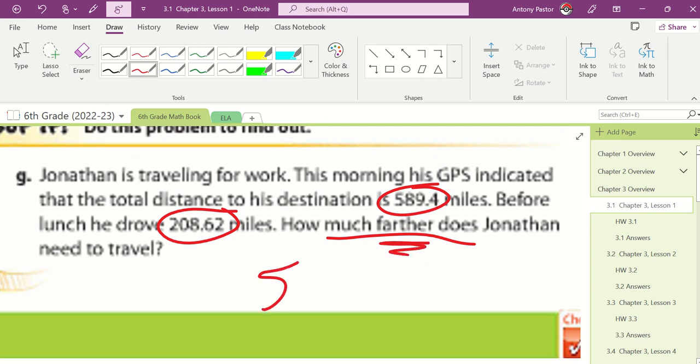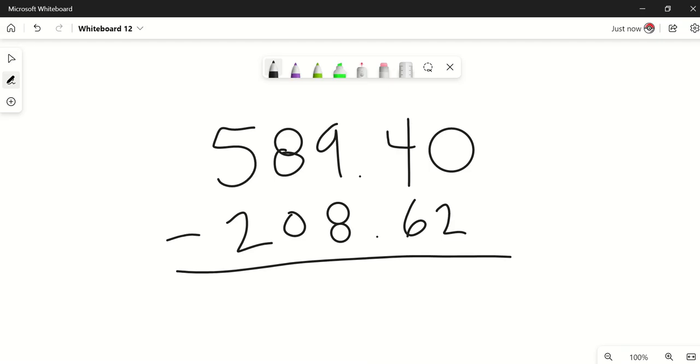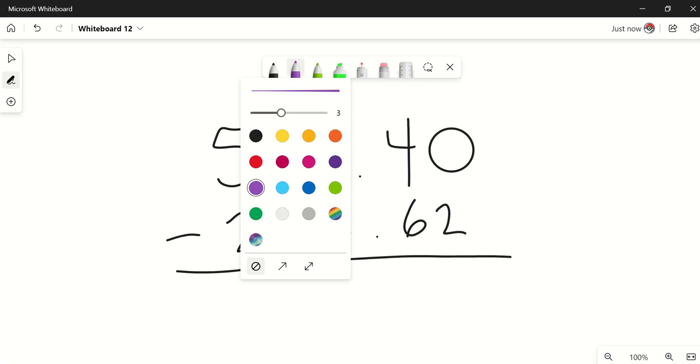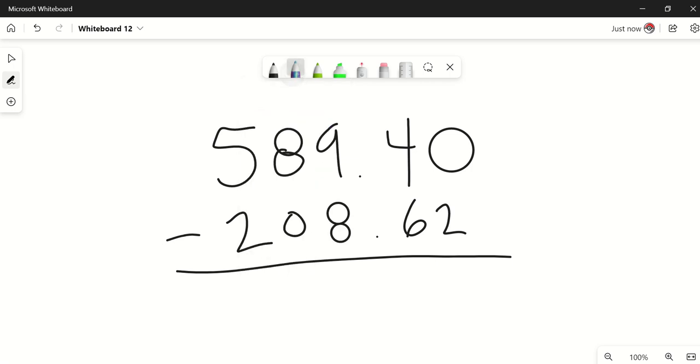We are going to do 589.4 minus 208.62, which we actually set up over here. Now, we can go ahead and start from the right side as always. 0 minus 2 cannot do. Borrow from the 4, it becomes a 3. This will become a 10. 10 minus 2 will become 8.